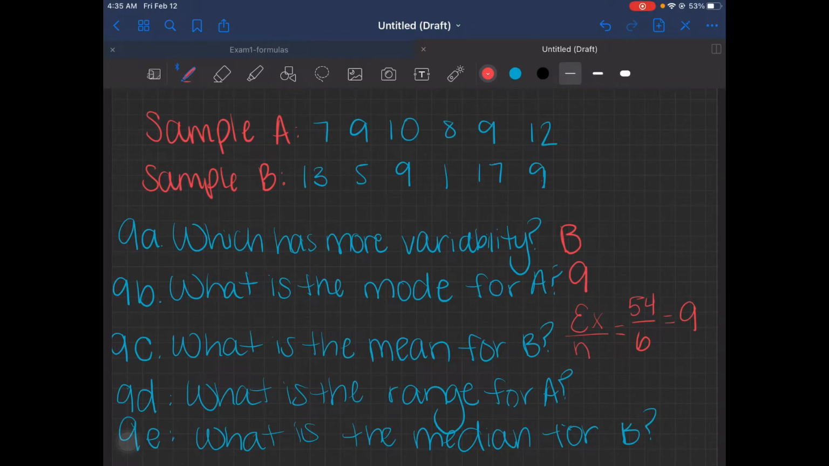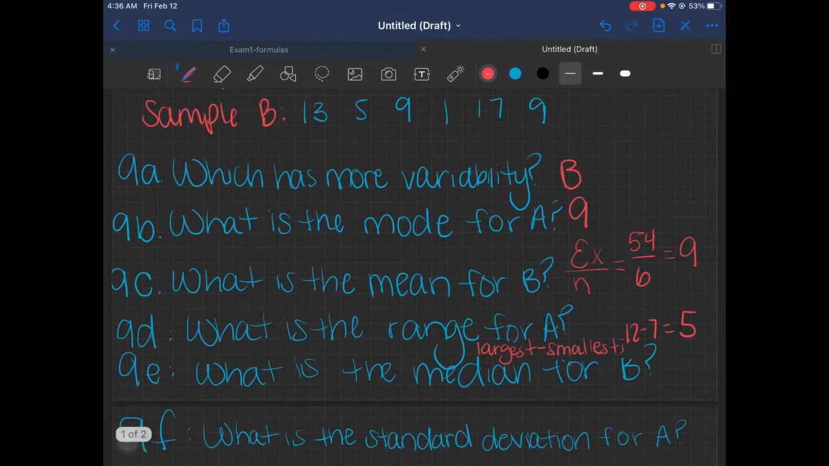9D asks what the range is for sample A. We find the range by taking the largest number in the sample minus the smallest number in the sample. It looks like our largest number in this sample is 12. Our smallest is 7. 12 minus 7 is 5. So our range for sample A is 5.